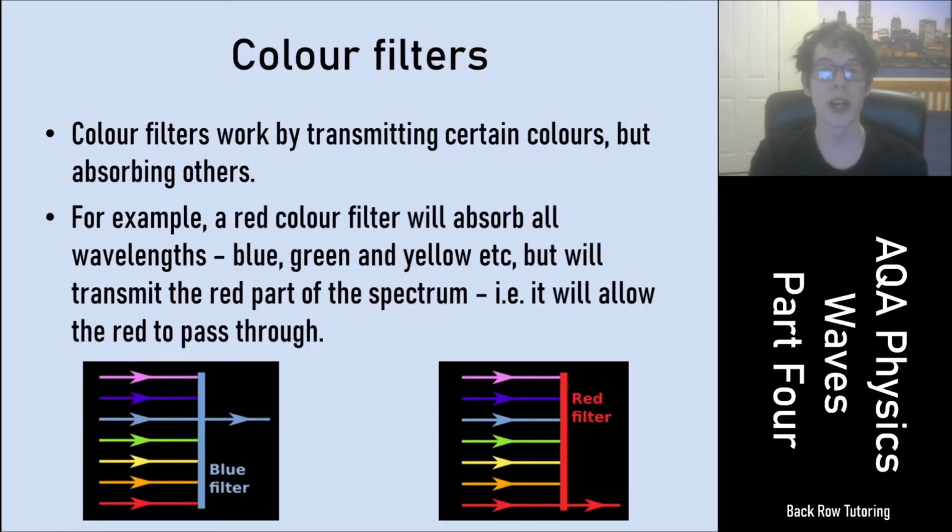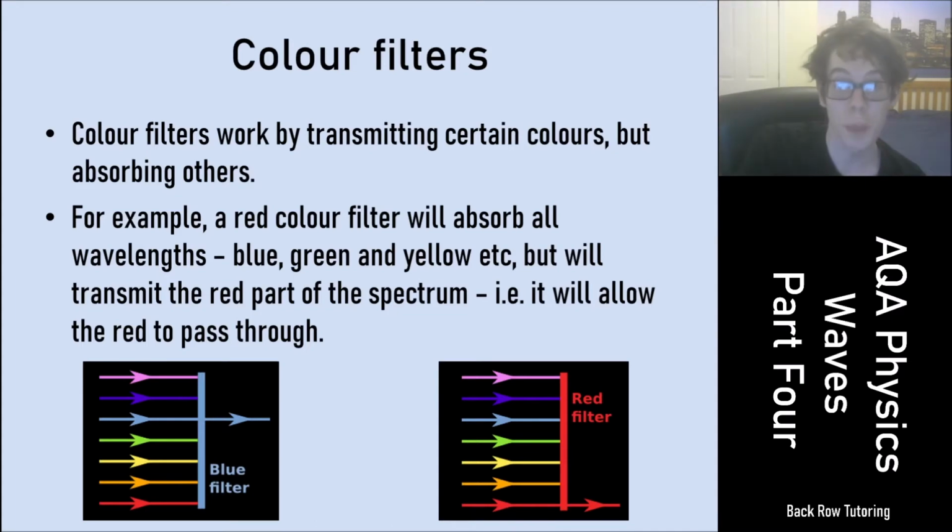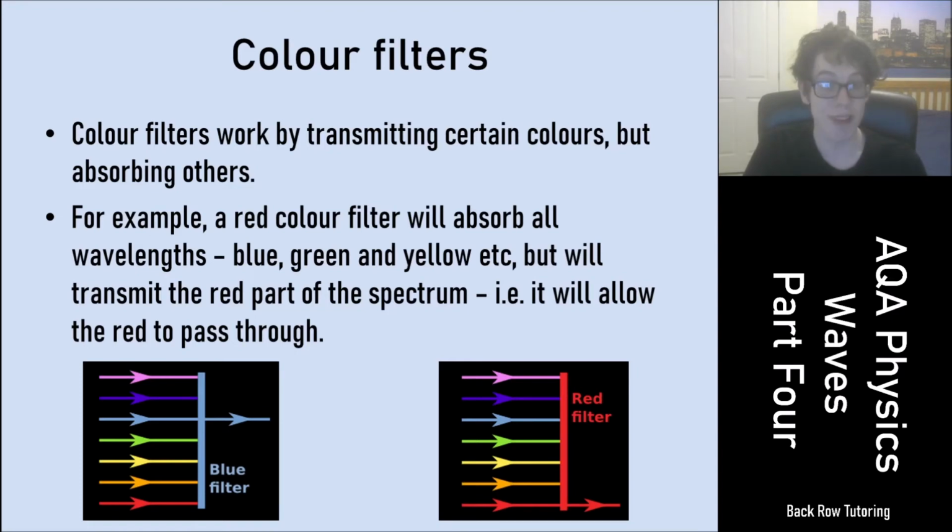Colour filters work by transmitting certain colours but absorbing others. Remember, transmission is where it's allowed to go through and absorption is where the light's taken in and transformed into different types of energy. For example, a red colour filter will absorb all wavelengths, blue, green and yellow etc, but will transmit the red part of the spectrum, i.e. it will allow the red to pass through.